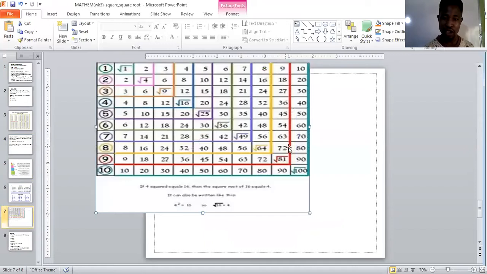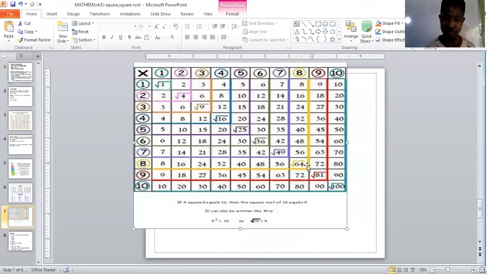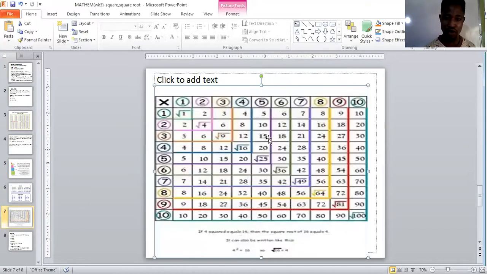So you can see it. See the way it's done. Sorry, let me bring it back. See the way it's done. So you can follow through from here down to this place. All right. So it's very easy.